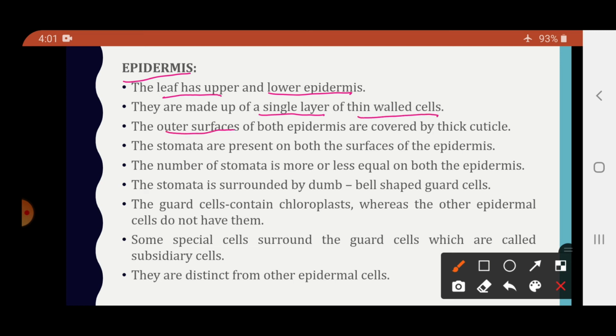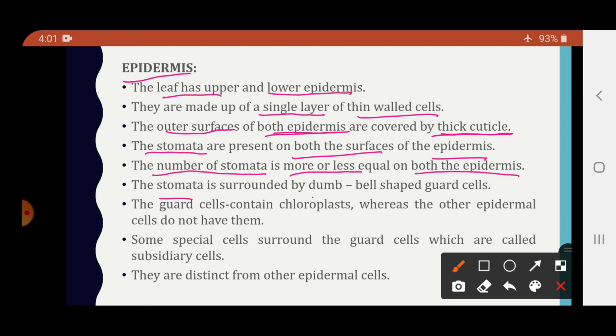Both the epidermis, that is the outer surface of both the epidermis, are covered by a thick cuticle. The stomata are present on both surfaces of the epidermis, and the number of stomata is more or less equal on both. See students, this is the main difference between the dicot and monocot leaves. Dicot में क्या था? Upper epidermis में stomata बहुत कम थे या absent थे, and the more number of stomata was present towards the lower epidermis. But when we talk about the monocot leaf, the number of stomata are more or less equal on both the epidermis.